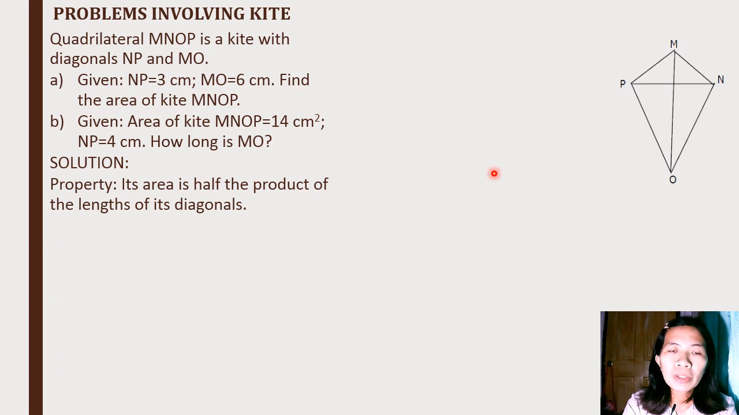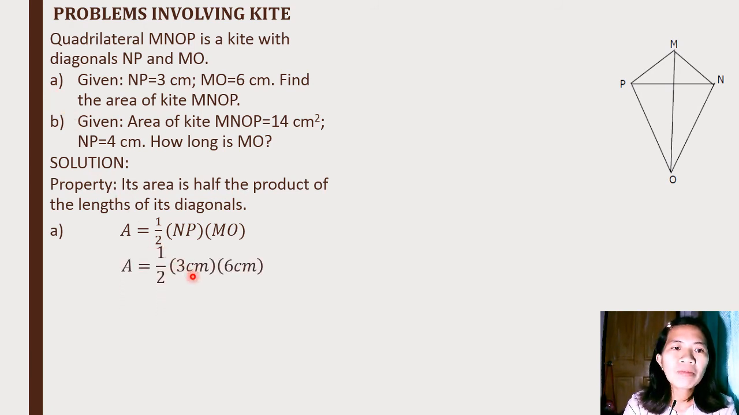So we will use the property of the kite, which is that its area is 1/2 the product of the length of its diagonals. So we have this formula. Area is equal to 1/2 of the two diagonals. So what are the two diagonals? Segment NP and segment MO. So we are going to solve letter A first.